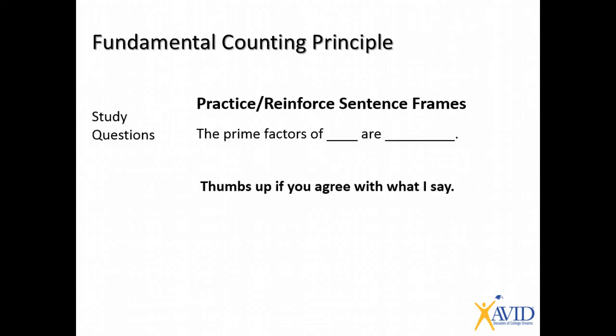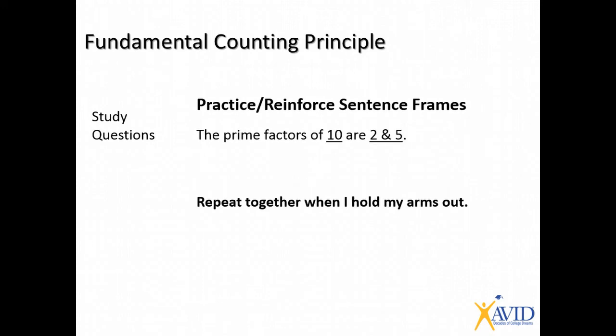You should notice we are building that same vocabulary that we had the students attempt to define and use the symbols for. So here's the next sentence frame using prime factors. The prime factors of 4 is only 2. And the students would then put thumbs up if they agree or thumbs down if they don't. Here's one already filled out, and again we're getting the entire class to repeat the sentence frame along with us. So I would say with my arms folded, the prime factors of 10 are 2 and 5, and then I'd hold my arms out and the entire class would repeat: the prime factors of 10 are 2 and 5.